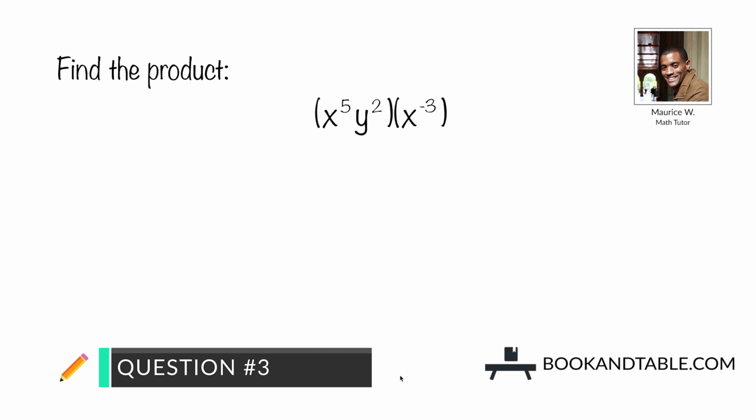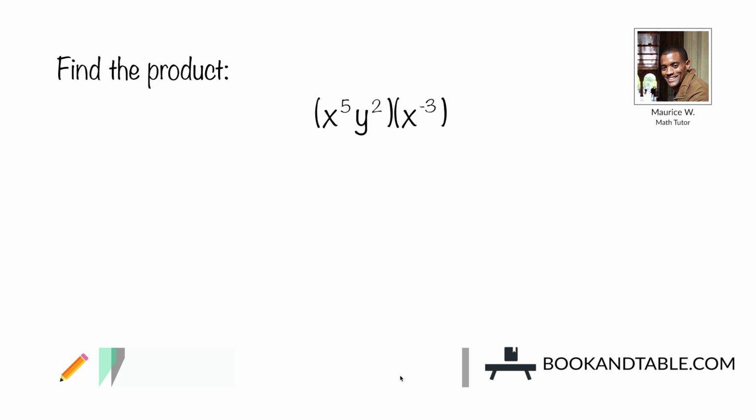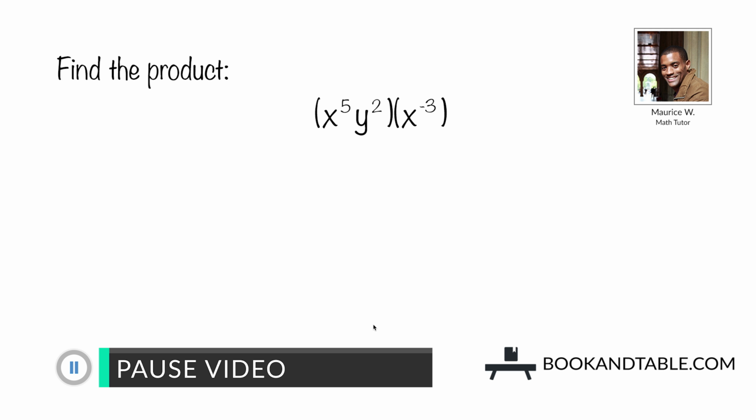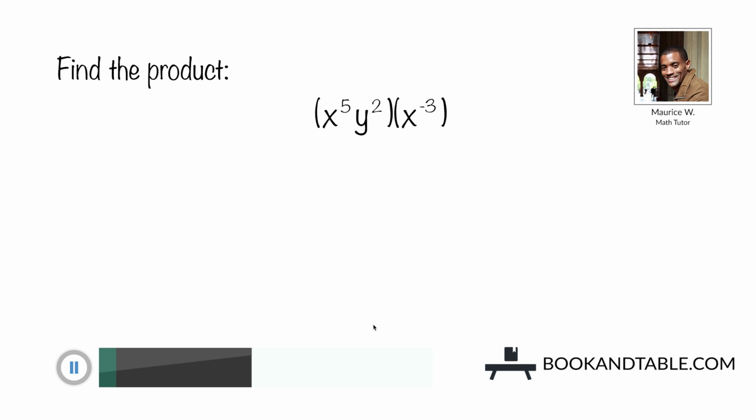Question number 3. Find the product of x to the 5th times y squared times x to a power of negative 3. Pause the video, answer this question, and then press play when you are ready to begin.